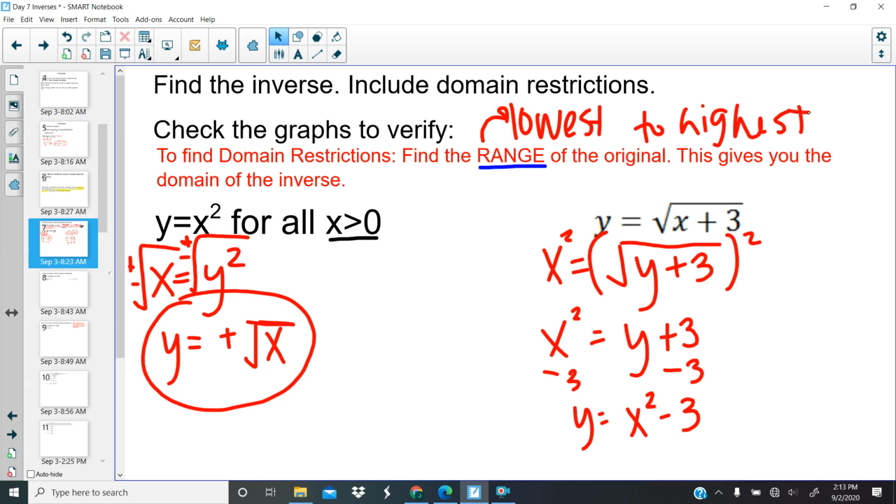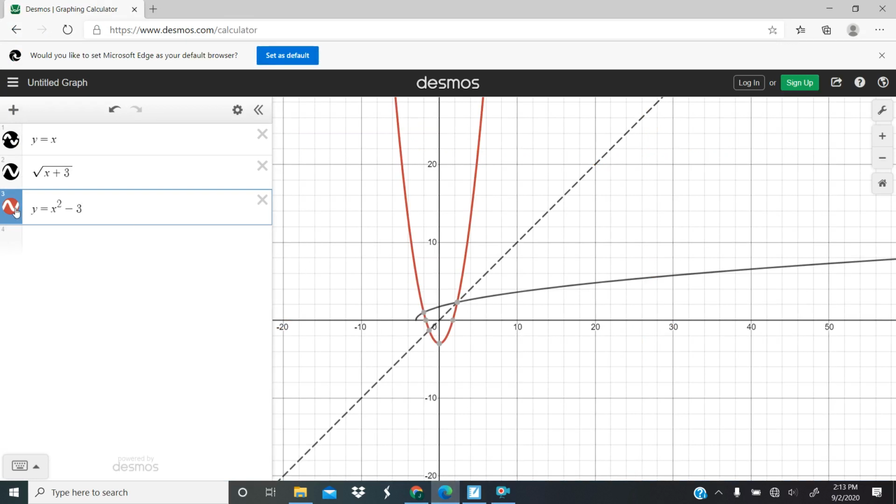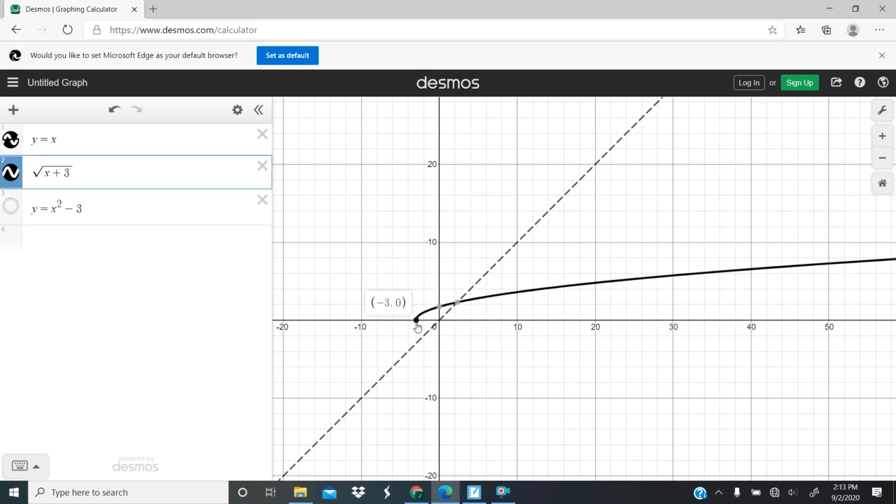So then I'm going to come back over and I'm going to look at my graph. And I'm going to look at that original function. So I'm just going to turn off the inverse for right now because I don't want to see it. I'm just looking at this original function, and I'm looking at the lowest point right here, which is at negative 3, 0, and it goes off to the highest point. So you can kind of tell this, it's going to keep going up forever, so the highest point is going to be infinity. So that range that you're looking at right there is going to be where y is greater than 0, because you're looking at that y value right there.